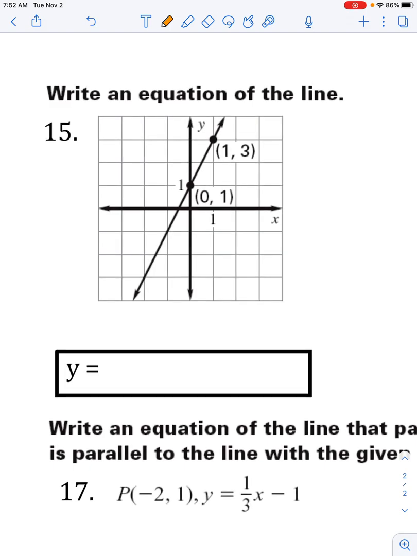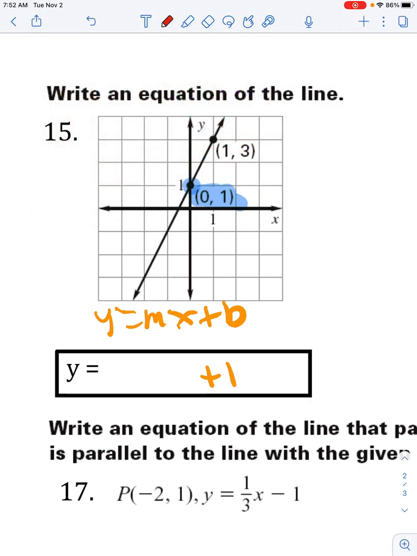Write an equation for the line. A couple ways I can do this. I know that I've got my y-intercept. So if you have your y-intercept, let's use the form mx plus b. So I know that my y-intercept is going to be +1. Now I just have to calculate slope.